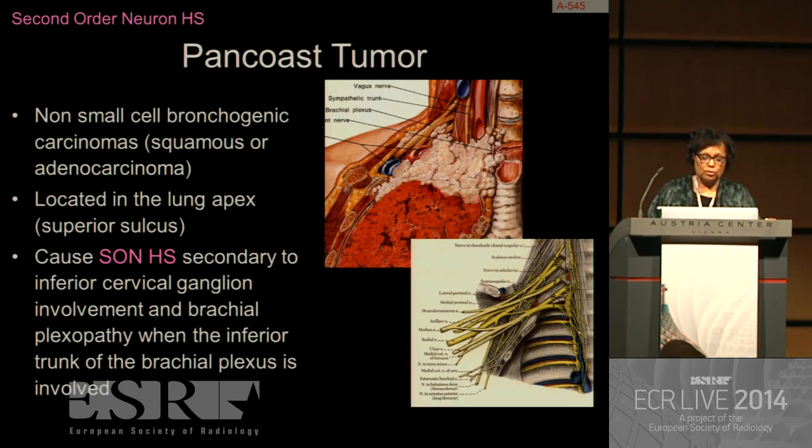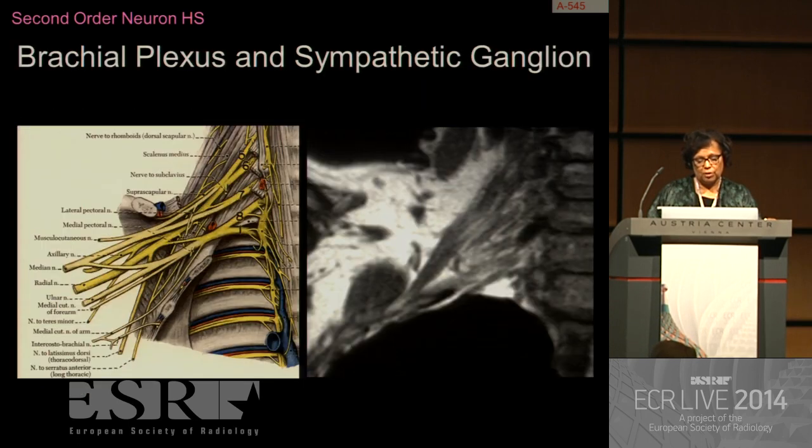The Pancoast tumors are the lesions that we're most familiar with, extending in from the superior sulcus up into the root of the neck, and these are usually non-small cell bronchogenic tumors, either squamous or adeno variety. And these lesions can cause a second-order neuron Horner syndrome because they can involve the inferior cervical ganglion, and they can also go on to involve the brachial plexus, so these patients may have a brachial plexopathy as well. Usually, they're involving primarily the inferior trunk of the brachial plexus. So let's look at the relationship of the brachial plexus to the sympathetic ganglion.